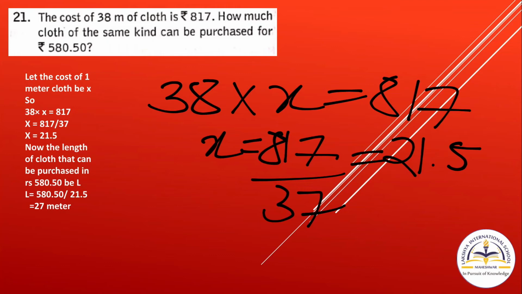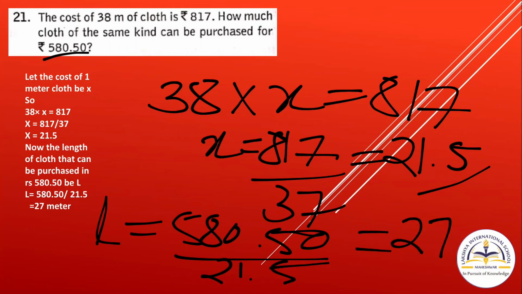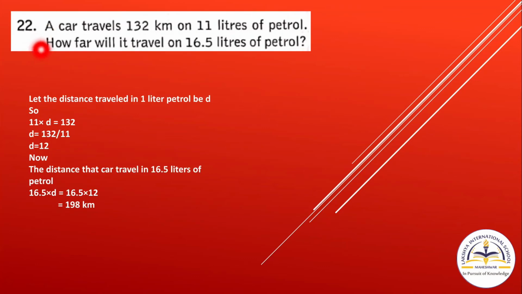Now let the length of cloth that can be purchased for rupees 580.50 be L. So L equals 580.50 divided by this number, that is 21.5. Now you have to divide these quantities, then you will get 27 meters. So 27 meters of cloth of the same kind can be purchased for rupees 580.50. Now question number 22.